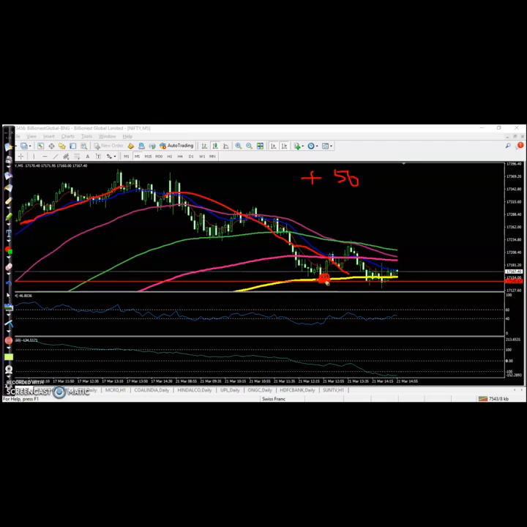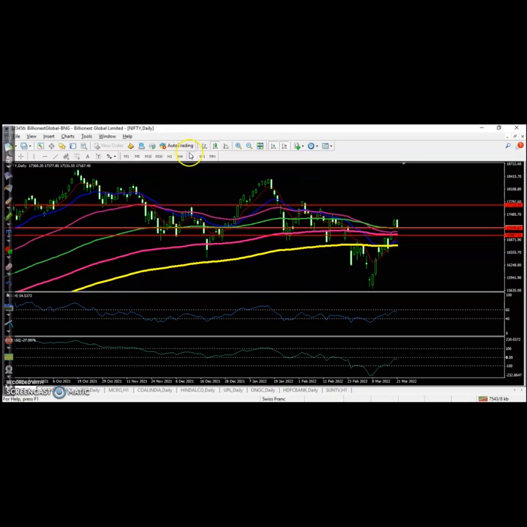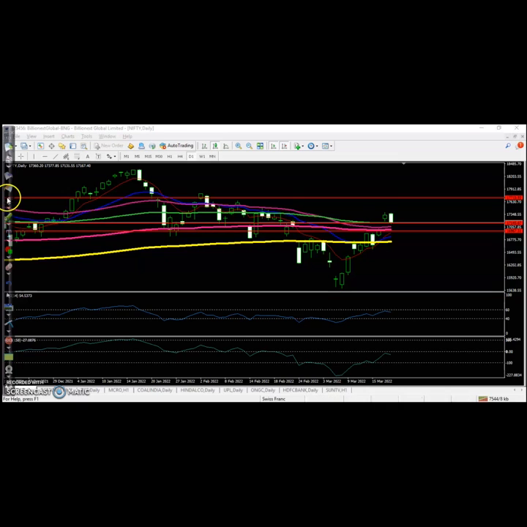So why did we close this position? Let me show you here. If you see the daily time frame, let me zoom a little more. Here you can see there was a moving average, the 100 exponential moving average. We expected that price would drop to this level. So once price hit this 100 exponential moving average, we booked our profit.